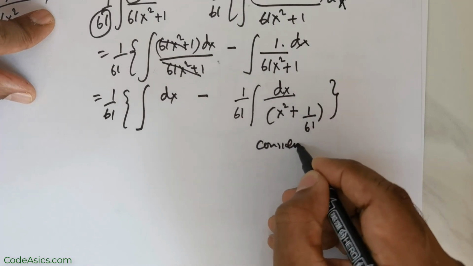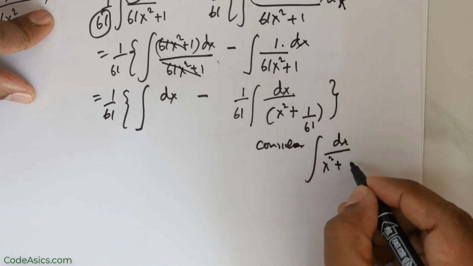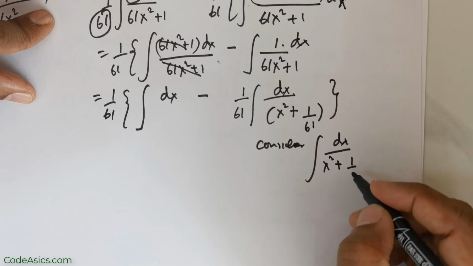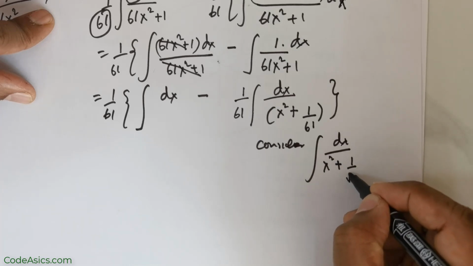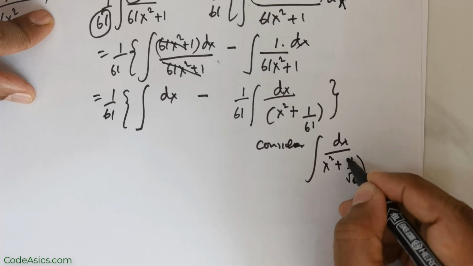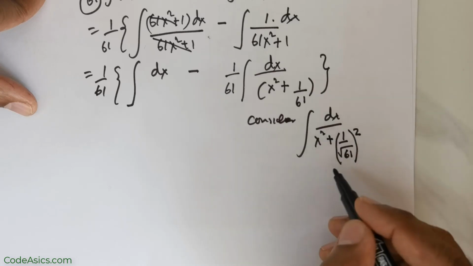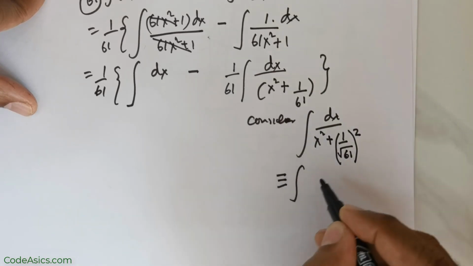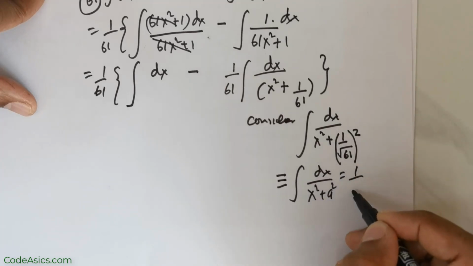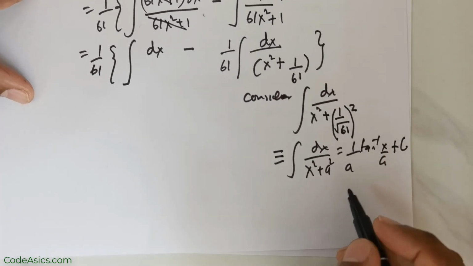Consider the integral dx divided by x squared plus 1 over 61. Now I would like to write 1 over 61 as 1 over root of 61, and this entire quantity is raised to the power of 2. Now this is similar to the integral dx over x squared plus a squared, which has a formula: 1 over a tan inverse of x over a plus arbitrary constant c.